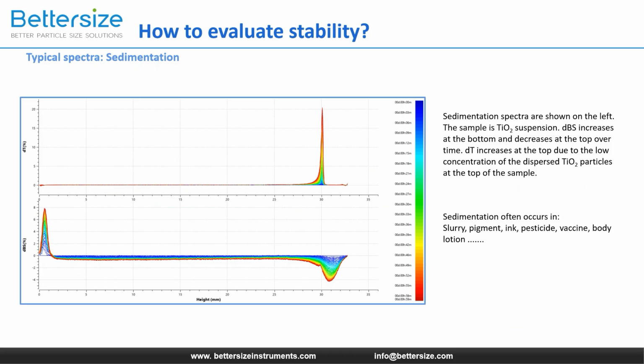However, there is no variation of the transmit signal at the bottom, because the bottom part of the suspension is almost opaque even if the particles are evenly dispersed in the suspension at the beginning of the measurement. The backscatter signal shows two characteristic peaks for the bottom and the top of the suspension. So for analyzing the titanium dioxide suspension, the backscatter signal is preferred. Sedimentation is one of the most common unstable phenomena. It can be observed in slurry, pigment, vacuum, and suspension.